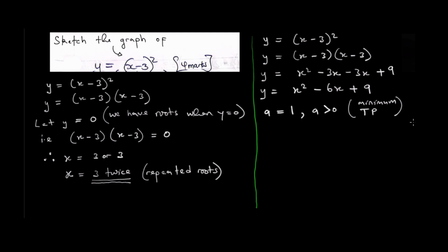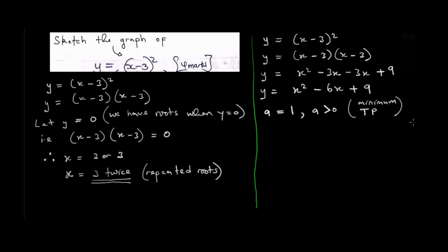There's something else I want to do here. We learned something very important. We learned to complete the square, and we learned that when completing the square we get the coordinates of the turning point. The coordinates of the turning point here are obvious. The coordinates of the turning point are 3, 0. Why 3, 0?